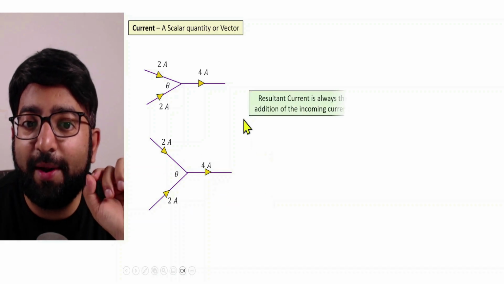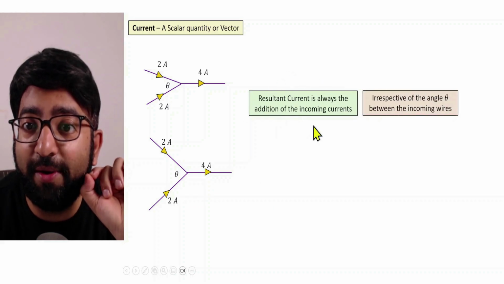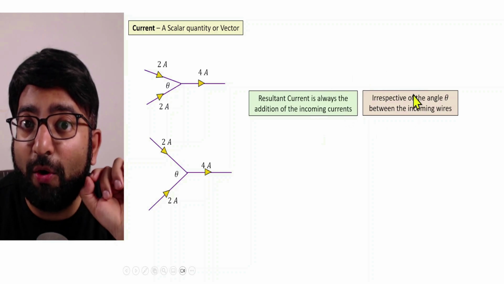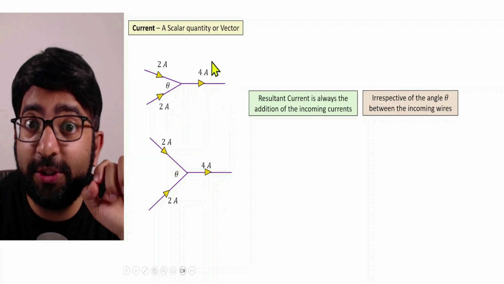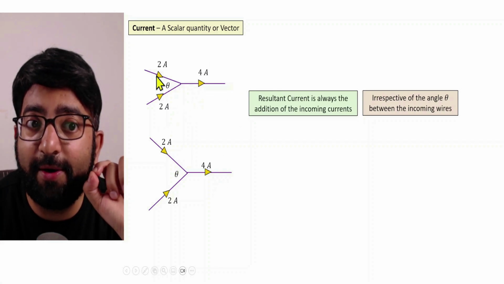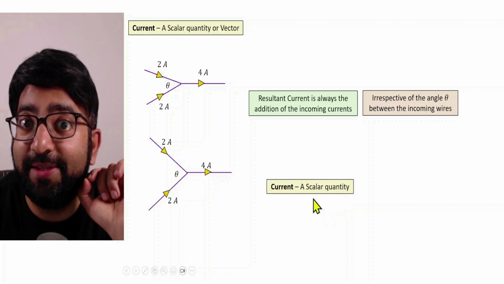So the logic for current is, resultant current is always the addition of incoming currents, and it does not depend on the angle theta between the incoming wires. The resultant current will always be 4 amperes if the incoming wires are 2 amperes and 2 amperes. And that is why we say current is a scalar quantity.